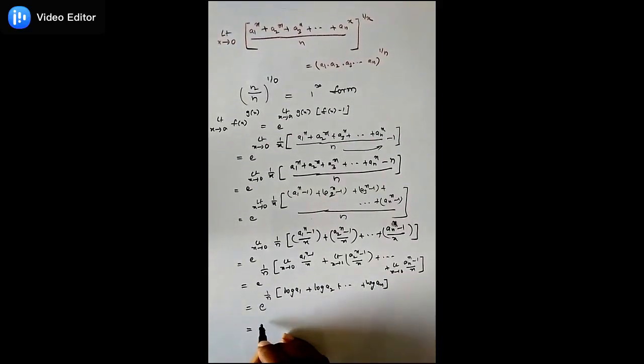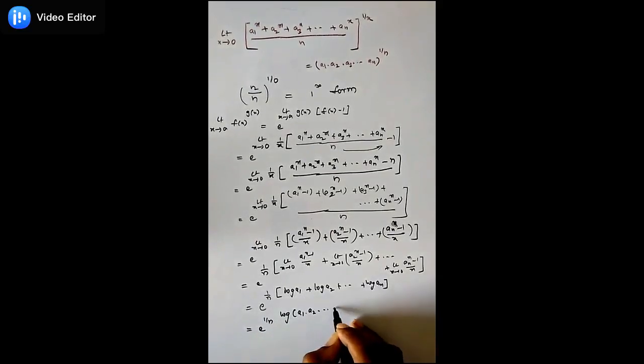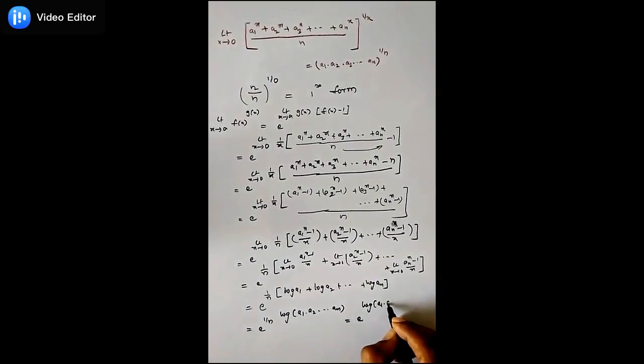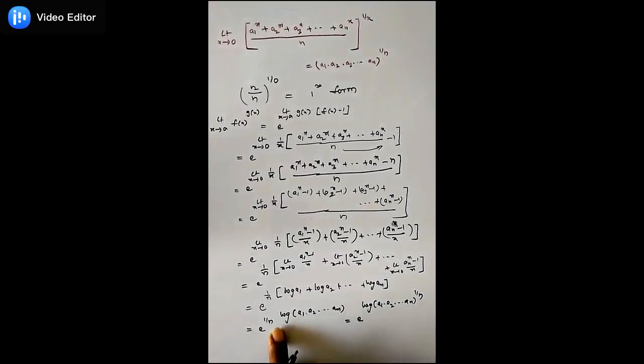That is equal to e to the power 1 by n into log m plus log n, the log mn formula. So we can write this as e to the power log of (a1 into a2 and so on an) whole to the power 1 by n. m into log x equals log x to the power m. Now e and log will get cancelled. You will get (a1 a2 and so on an) whole to the power 1 by n.